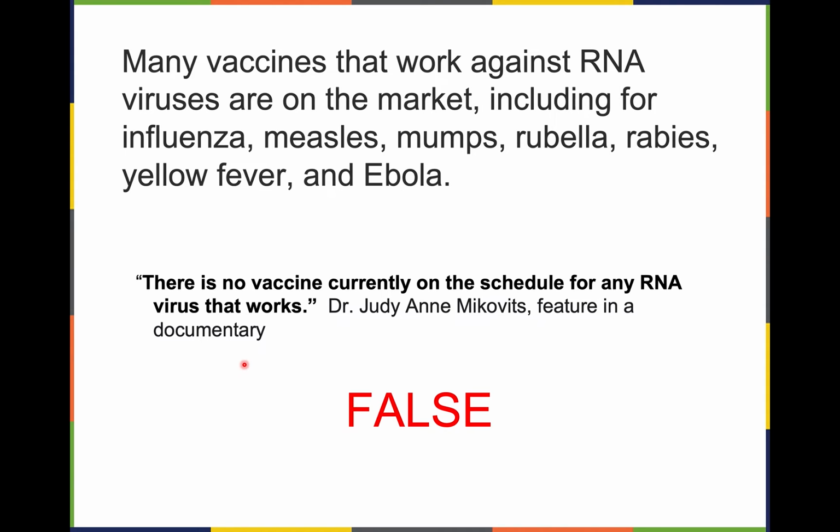There are many vaccines. As I just finished telling you, coronavirus is an RNA virus, and there are many vaccines that work against RNA viruses. They're on the market: influenza, measles, mumps, rubella, rabies, yellow fever, and Ebola. So if you ever hear in a documentary or somebody on Facebook saying there's no vaccine currently on the schedule for any RNA virus that works, that is a false statement. And stay away from people who tell you this false information.